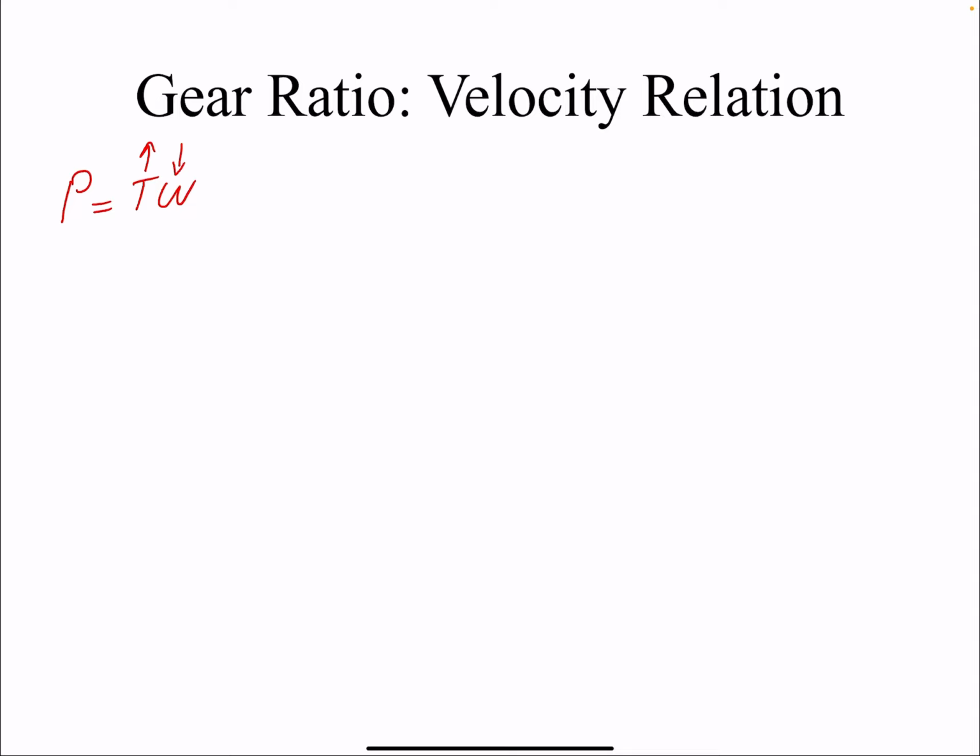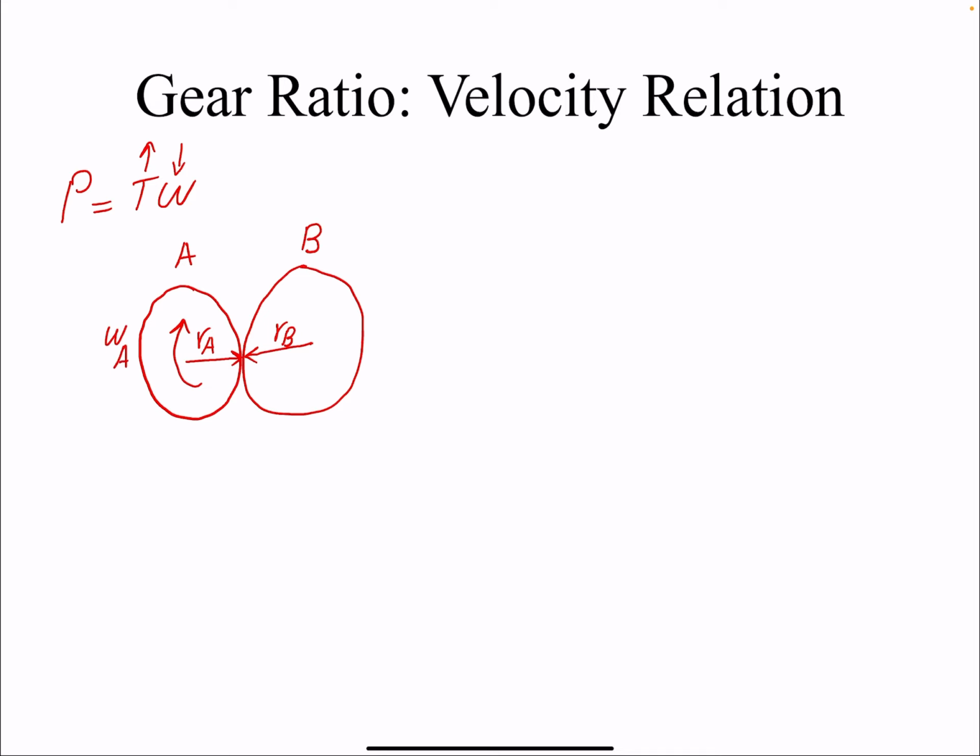So let's say we have two gears in contact. I'm going to call them gear A and gear B. They have radius RA and RB. If gear A is rotating clockwise with a speed of omega A, gear B would be counterclockwise, and that would be omega B. At the point of contact, the velocity is the same. I'm going to call it VC.